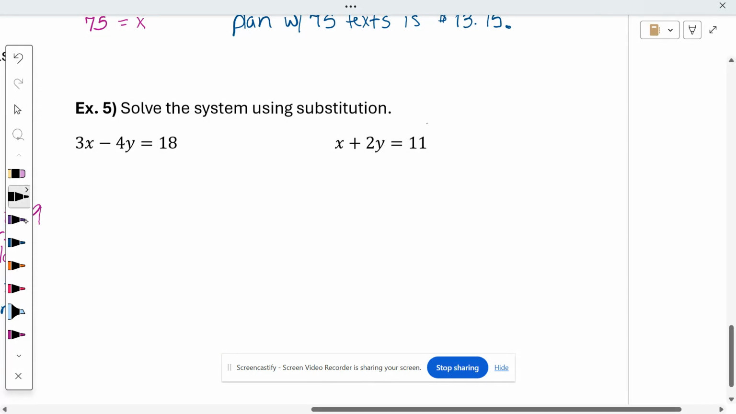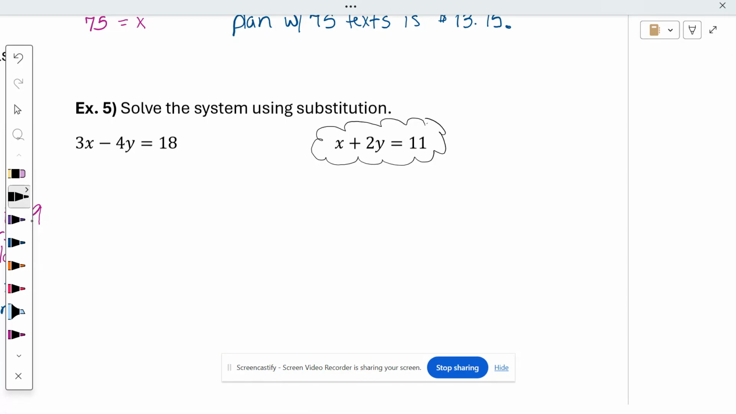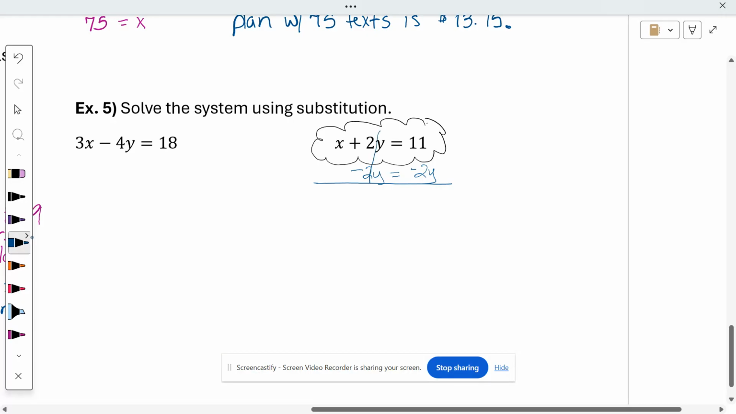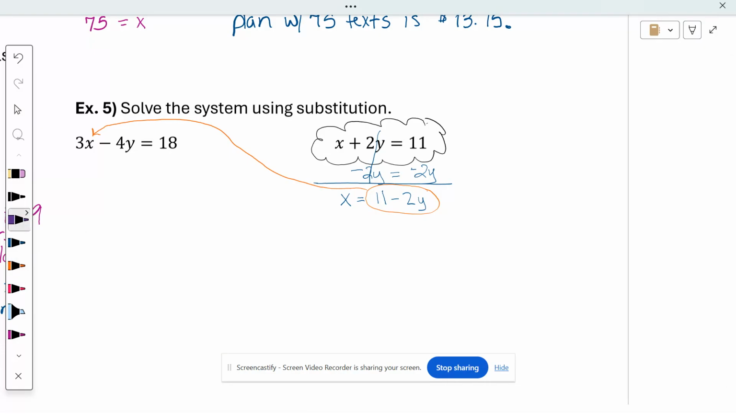But when I look at this equation, x plus 2y equals 11, I see that I can quickly solve this equation for x. And I do that by subtracting 2y from both sides. So when I subtract 2y from both sides, I have x equals 11 minus 2y. So now I have a variable isolated. I know that x is the same thing as the expression 11 minus 2y. So I'm going to take that and substitute it into the original equation, the first equation.